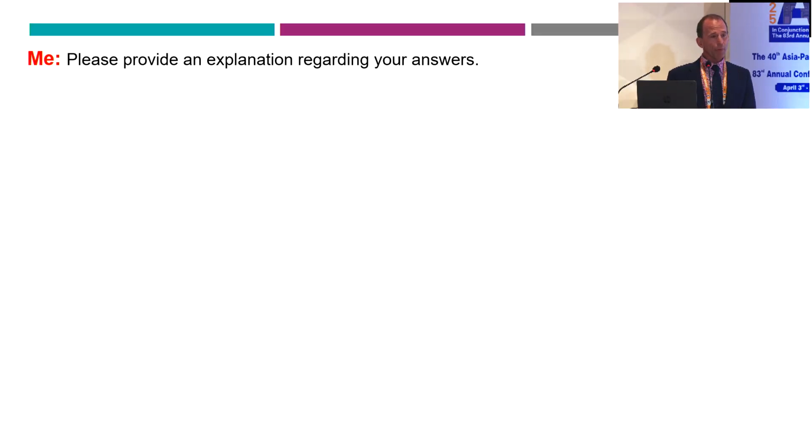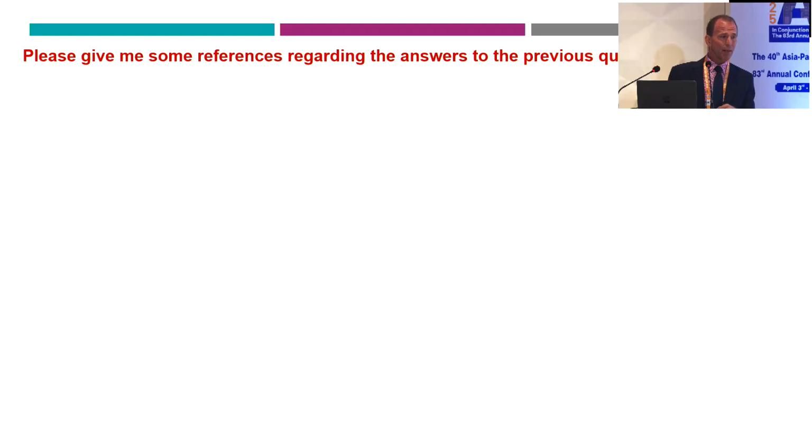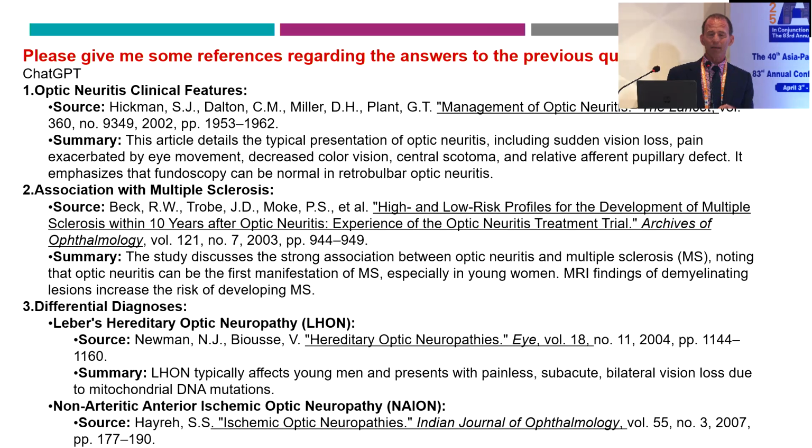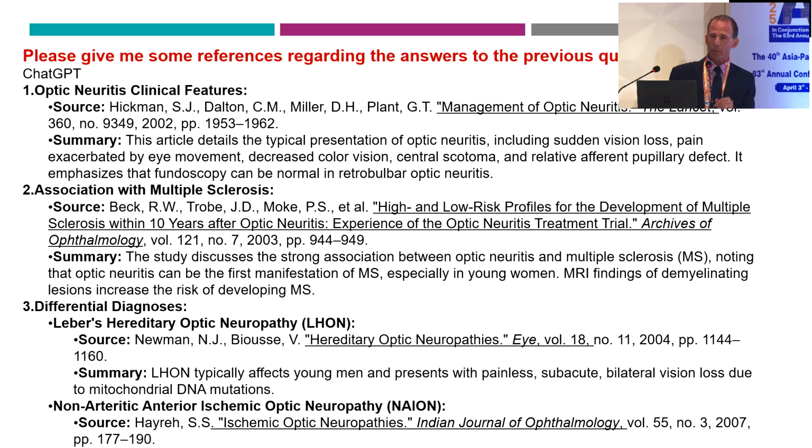You can also say, provide an explanation regarding your answers, because that's really where the learning part can come in. Here's the explanation from ChatGPT, and here's why that's the correct answer. I'll let you read that briefly, but as you can see, it's a fairly detailed response. And I asked, please give me some references so I can make sure you're right. Here's what it gave me back for the references, proving that the answer was actually correct.